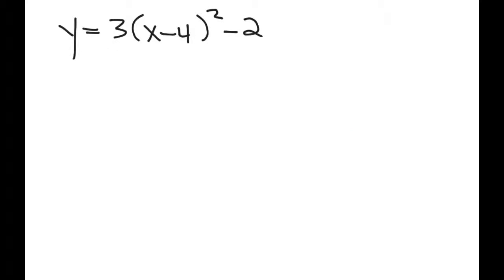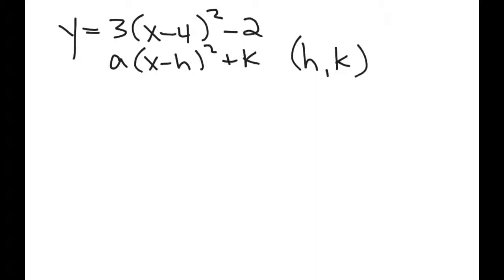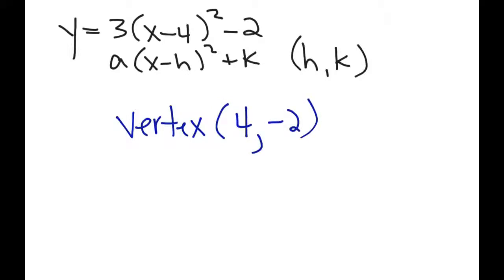Now here's how it works. The reason it's called vertex form is because I can tell you right away what the vertex is. The vertex is at (h, k). Now, be very careful. The vertex in this parabola is at (4, negative 2). Why isn't it (negative 4, negative 2)? Look at the original equation and notice that the original equation has a minus sign in it.